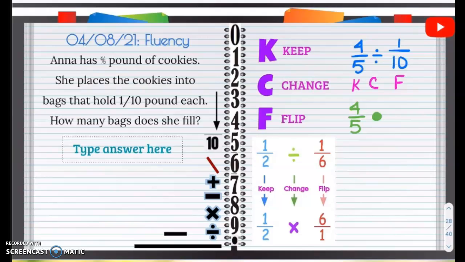Now, remember, this dot means multiply. So it's the same thing as this. It still means multiply. It's just a different way of writing it because the multiplication symbol sometimes looks like that variable x, and then we don't want to get that confused. So 4/5 times, we change that symbol. We're going to flip that second fraction, and the 10 is going to be over 1.